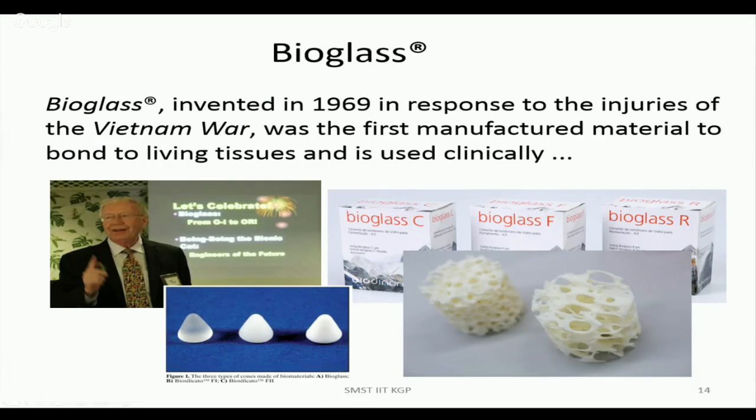So this is very important. Bioglass, as I mentioned, 1969 is the breaking point. I think in the 1960s, the Vietnam War was there. So Larry Hench, just after graduating from ceramics, joined as a faculty at University of Florida.